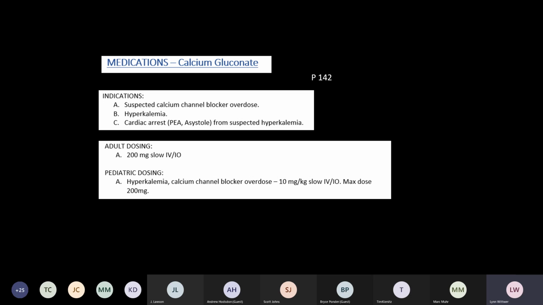calcium gluconate. The amount of calcium in calcium gluconate is significantly less than the amount that was in calcium chloride, but it's a much, much nicer formulation. If you've ever seen somebody extravasate calcium chloride into their antecubital space, it's pretty nasty, and so the calcium gluconate just doesn't do that.